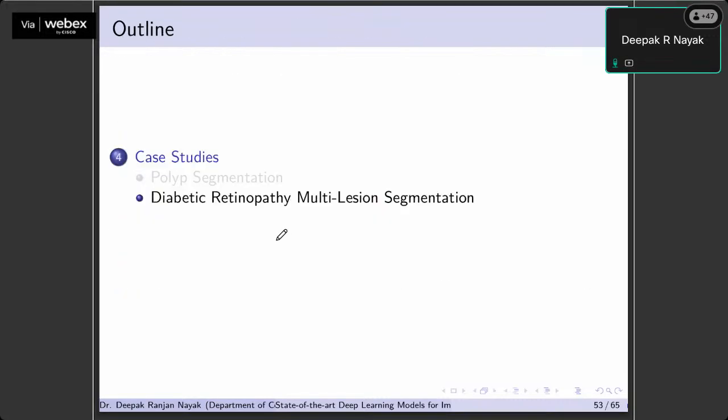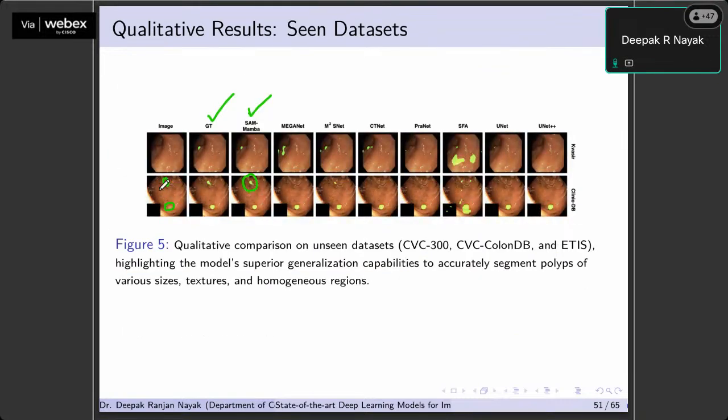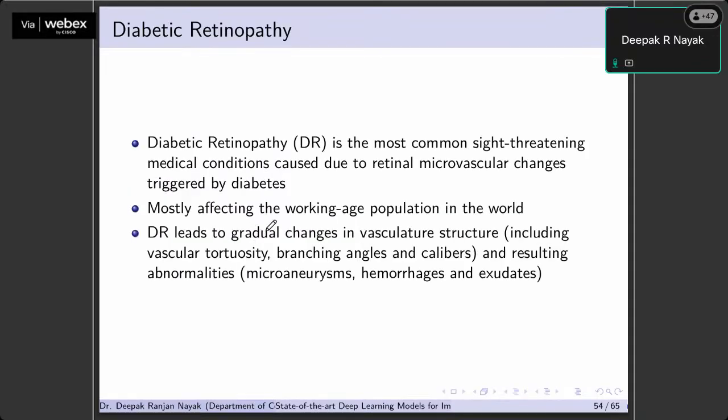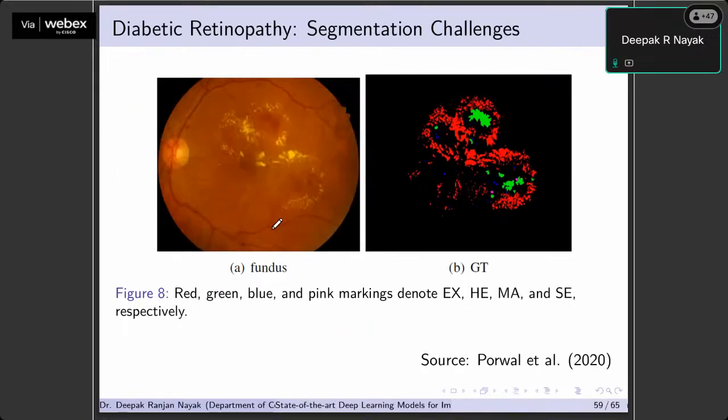So yes, there are a couple of such case studies we have. Another kind of problem which we are solving is diabetic retinopathy multi-lesion segmentation. The previous problems are ones where the number of classes is only one: either the pixel belongs to the polyp category or otherwise it belongs to the background category. And these images are nothing but superimposed images. But let me directly jump to the kind of problems we are solving.